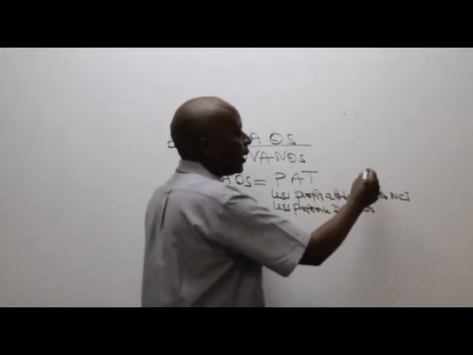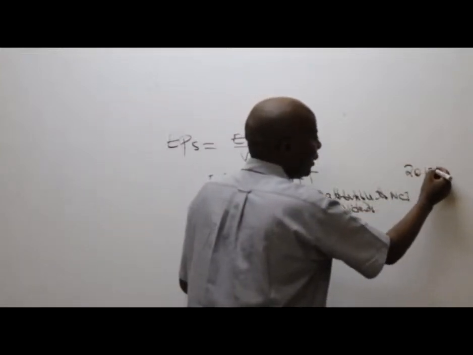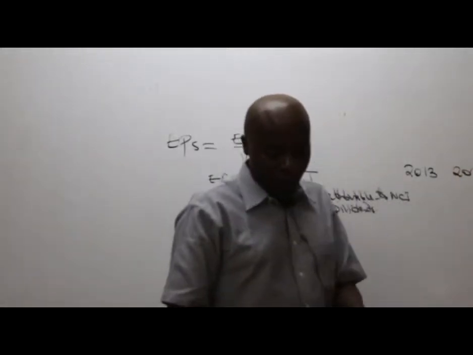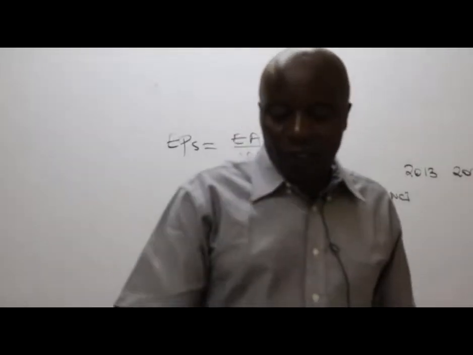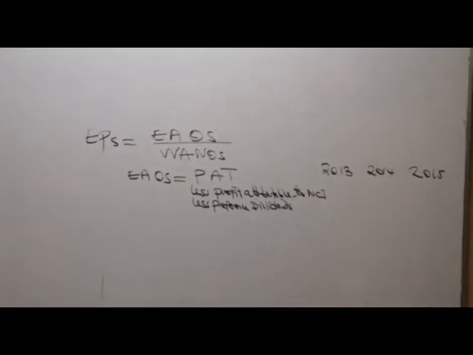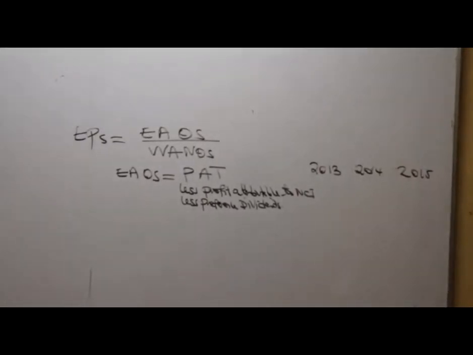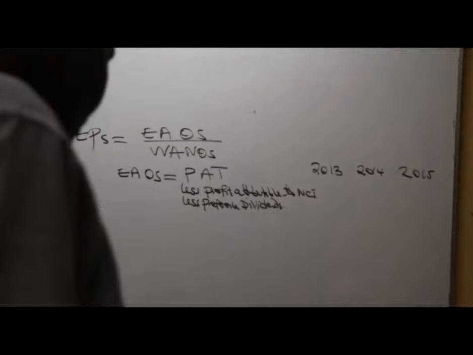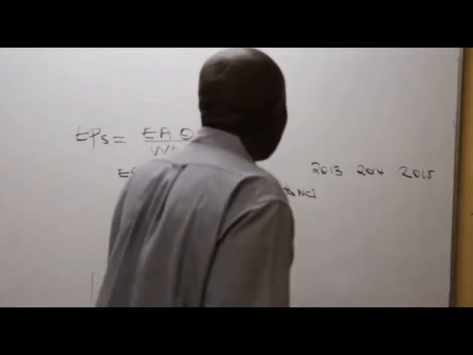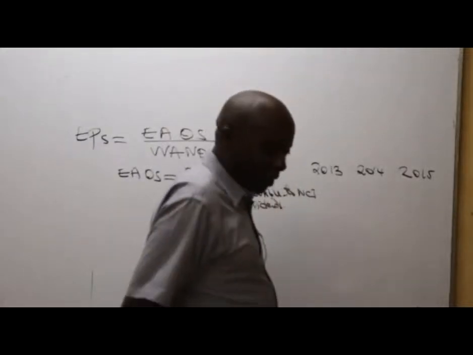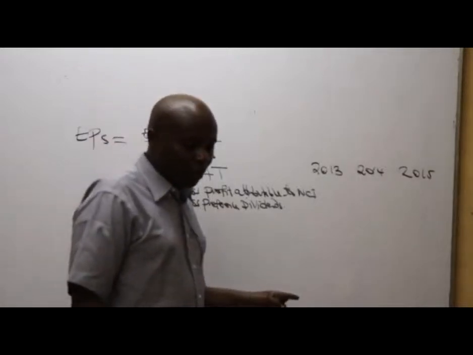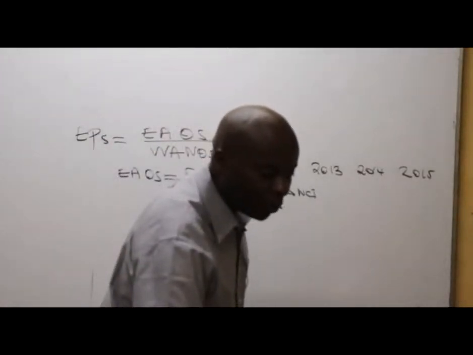So we have our 3 years. I'll extend my camera. We have 2013, 2014, and then 2015 there. Anytime they want you to calculate the earnings attributable to ordinary shareholders, we shall always be thinking like this. You take the reported profit after tax, you subtract any profit which is attributable to non-controlling interests, and then we also subtract any preference dividends.